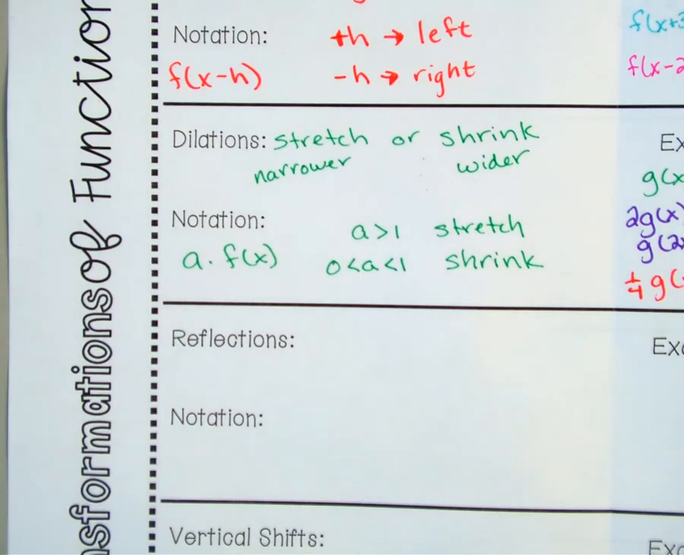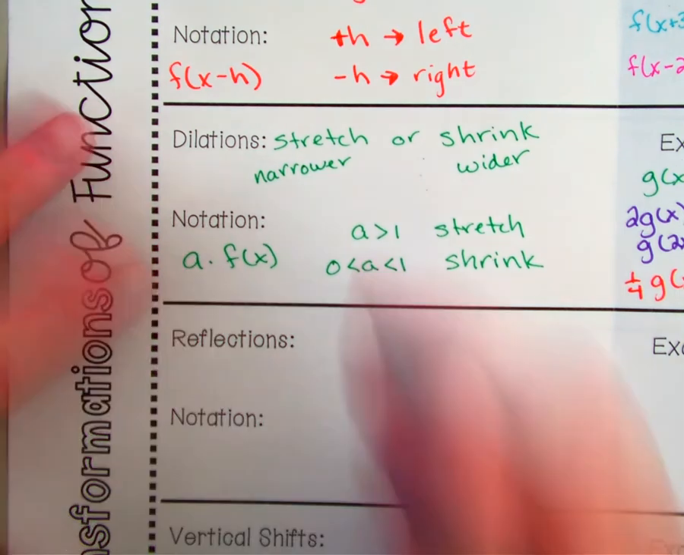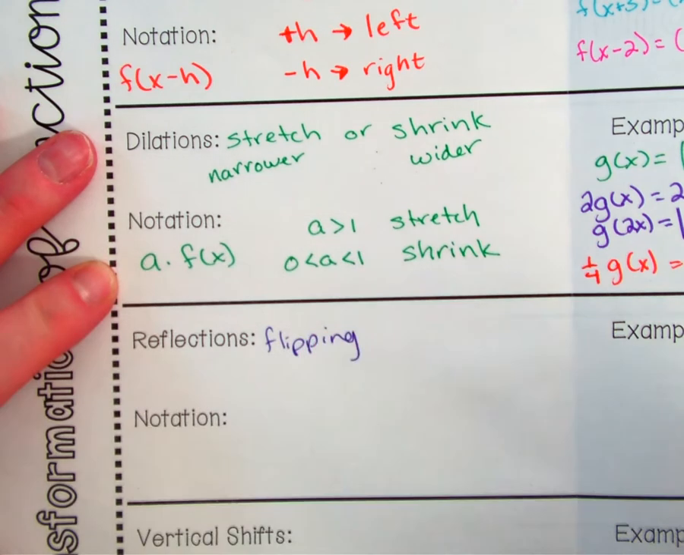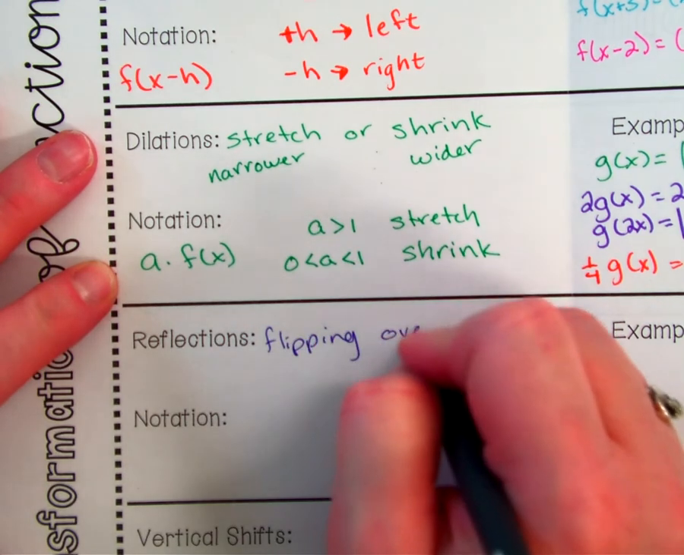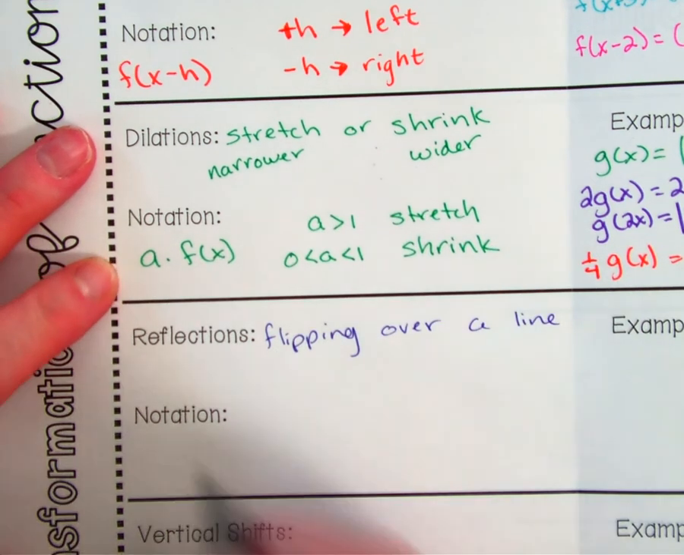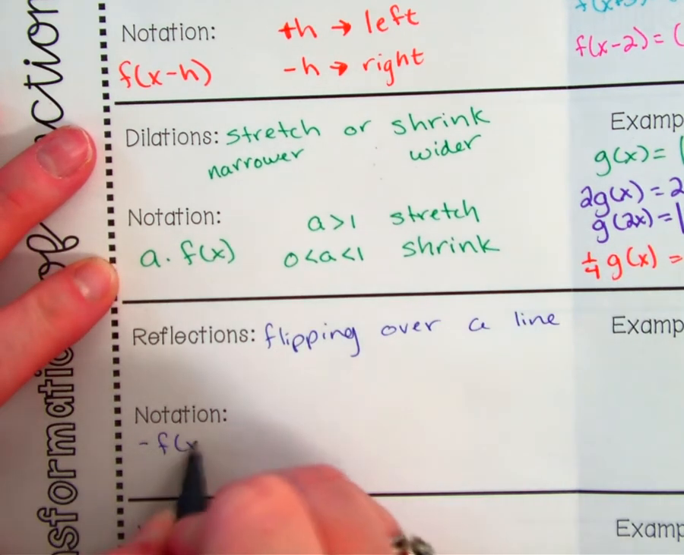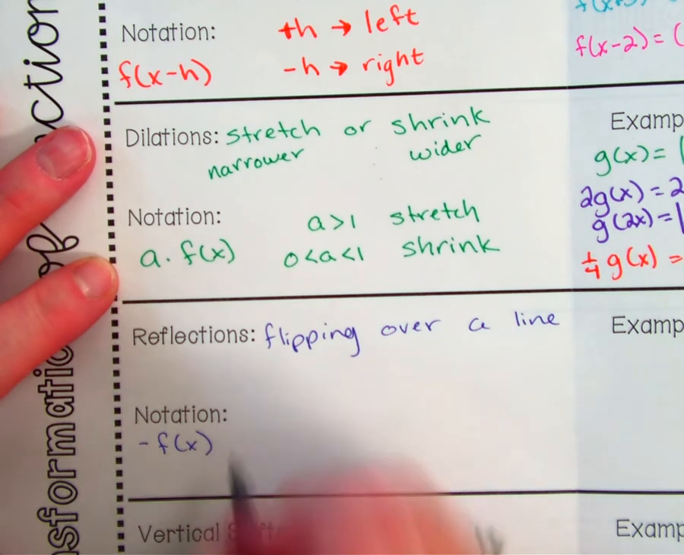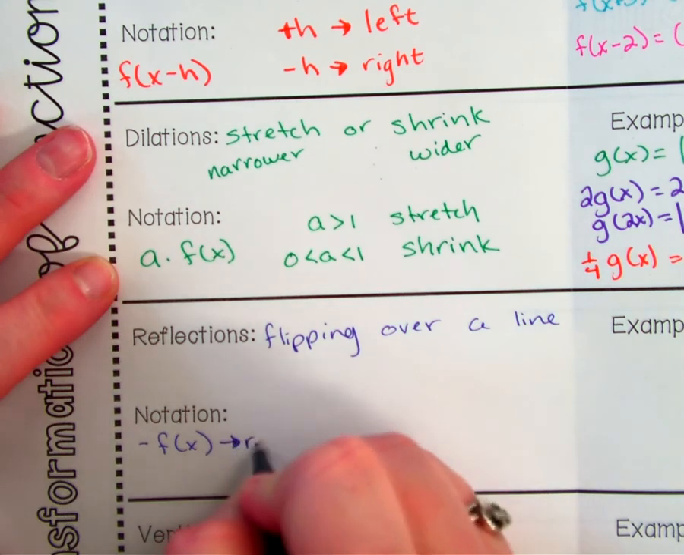Then our reflections. We really only have 2 reflections that we deal with. A reflection, a generic definition, would be flipping over a line. If the negative sign is out in front of the entire function, you reflect over the x-axis.